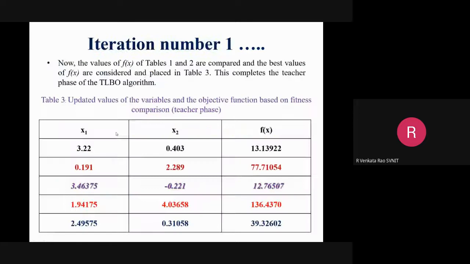Now let us go back to table 3. The first learner's new values of x1 and x2 are calculated. Now let us come to the second learner. This exercise we have to do for all learners. The second learner can interact with any one of the remaining learners: 1 or 3 or 4 or 5. So let us say he is interacting with the fourth learner.